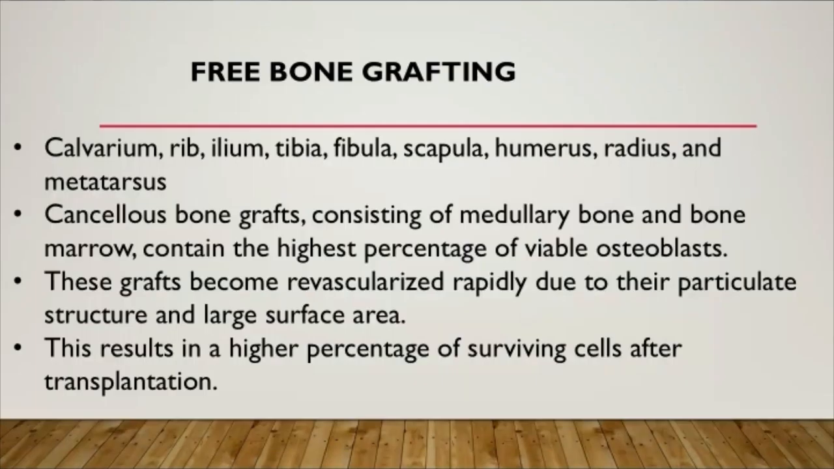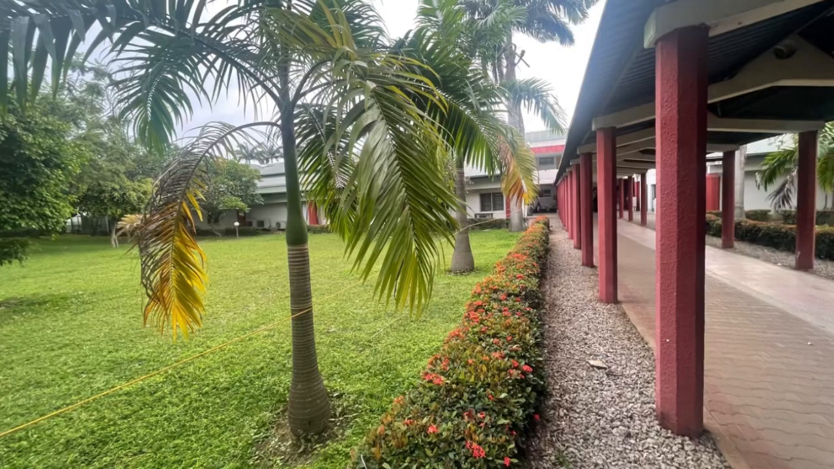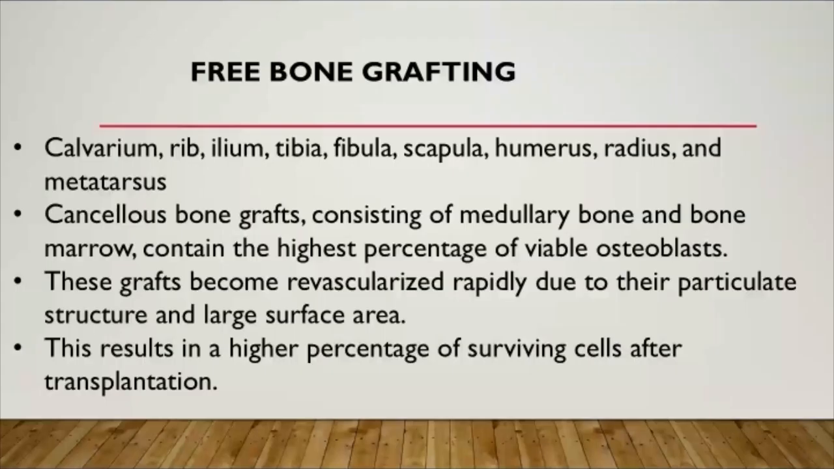Free bone grafting. Calvarium, rib, ilium, tibia, fibula, scapula, humerus, radius, all are examples of bones that can be used. Bone graft consisting of medullary bone and bone marrow contains the highest percentage of viable osteoblasts. These grafts become revascularized rapidly due to their particulate structure and large surface area. This results in a higher percentage of surviving cells after transplantation.